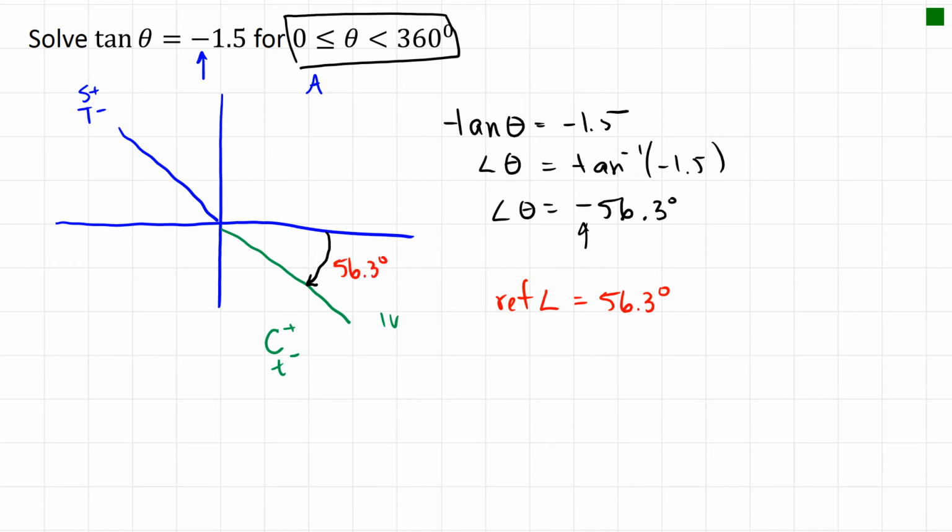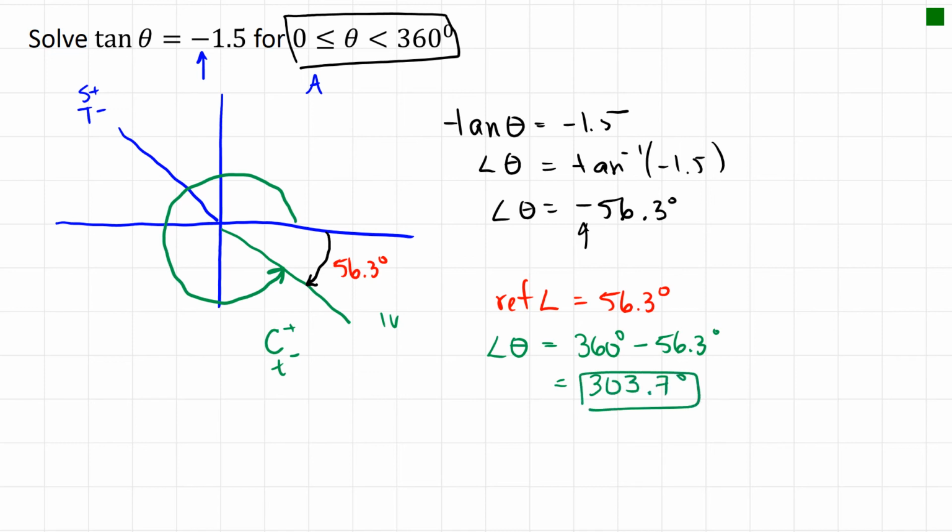And with that reference angle, then you can calculate the angle in standard position, which means going this way all the way around and stopping here. So the first angle is actually 360 degrees minus 56.3 degrees, which is the reference angle, and angle theta is 303.7 degrees. So this is 303.7 degrees. Now we have a second answer there that we need to calculate, this one right here, the blue one going from here to here.